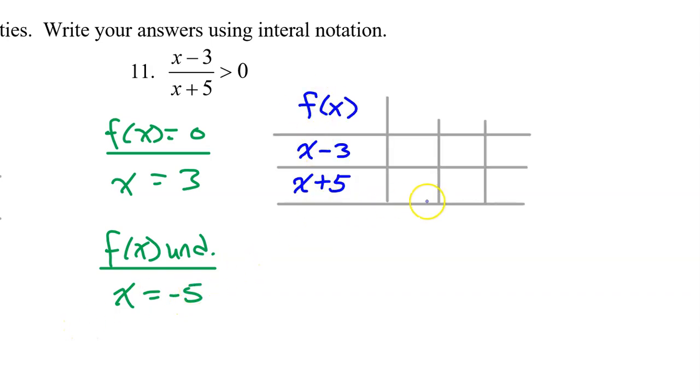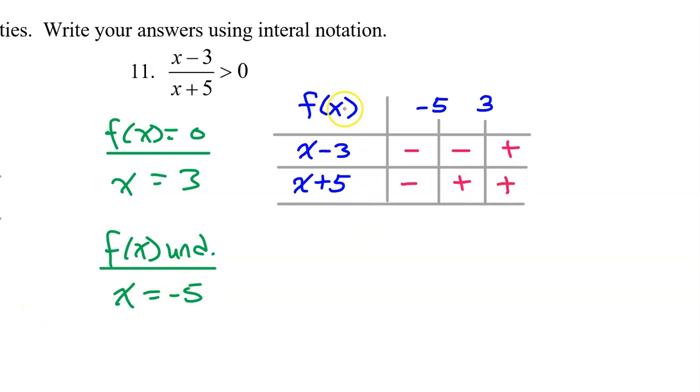Set up your sign chart like this with a row for each factor. Be sure to put your critical values in order from least to greatest. X minus 3 gave us a 0 of 3. This factor will be negative on the left and positive on the right. X plus 5 gave us the 0 of negative 5. It will be negative on the left and positive on the right.